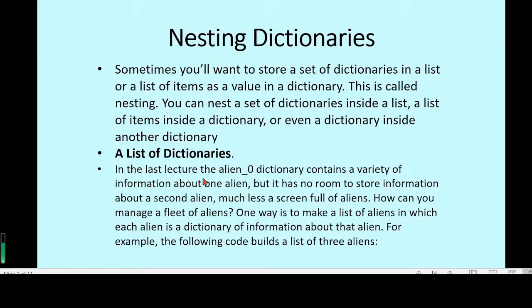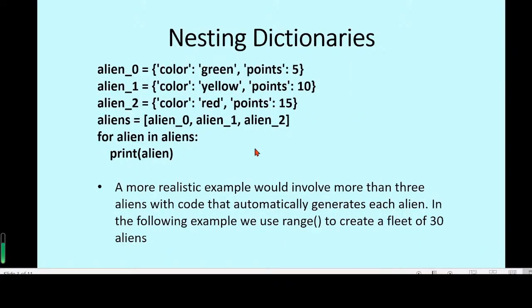In the last lecture, the alien zero dictionary contains a variety of information about one alien, but it has no room to store information about a second alien, much less a screen full of aliens. How can you manage a fleet of aliens? One way is to make a list of aliens in which each alien is a dictionary of information about that alien. For example, the following code builds a list of 3 aliens.